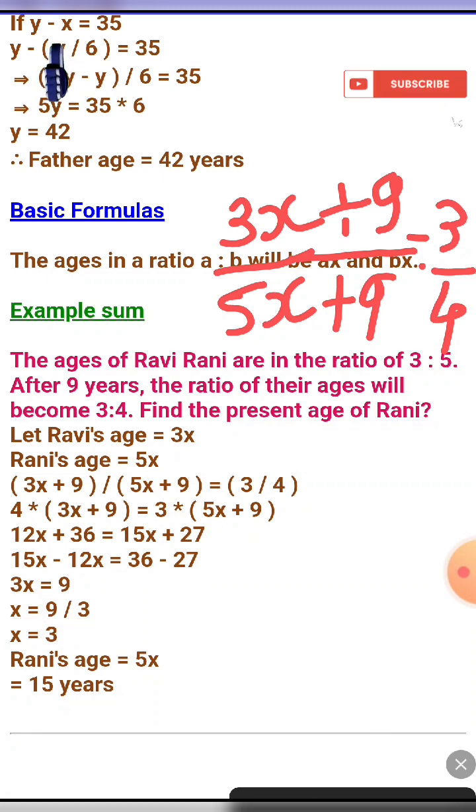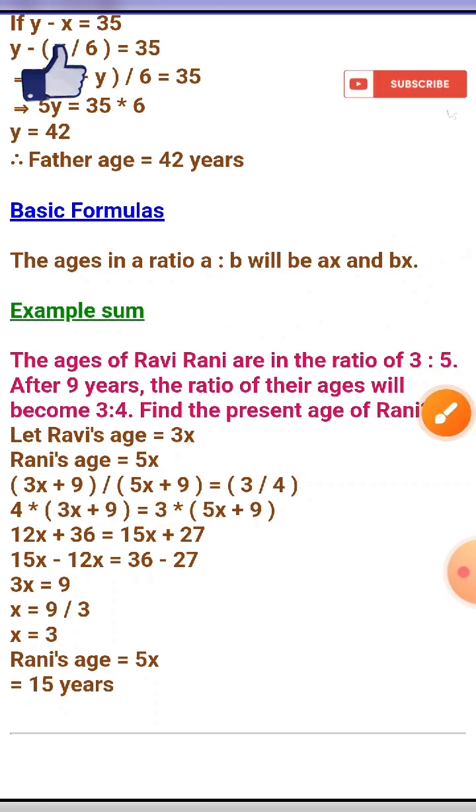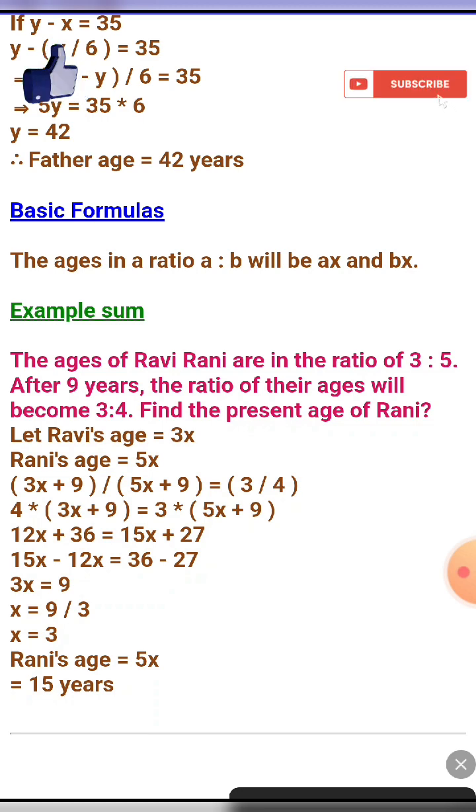3x is equal to 9, so 3 will go in division. x is 3. Rani's age is 5x. Rani's age is 15 years. Now we can check that it is okay, which we have proven. First of all, we have got that Rani's age is 15 years.